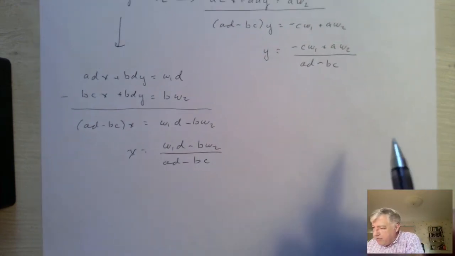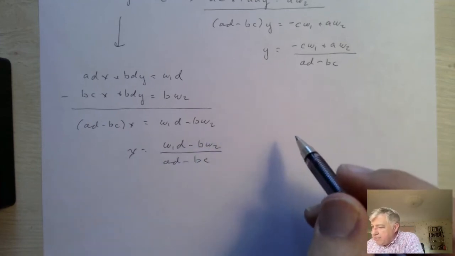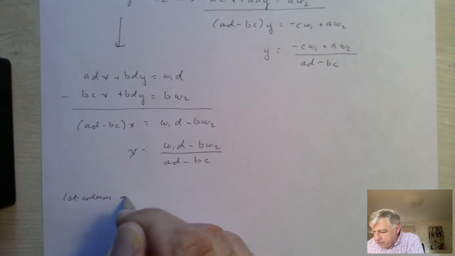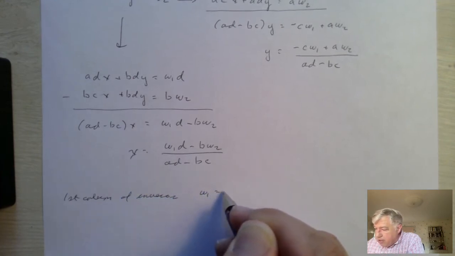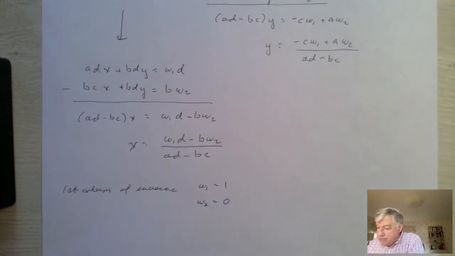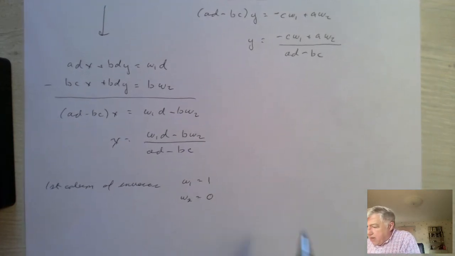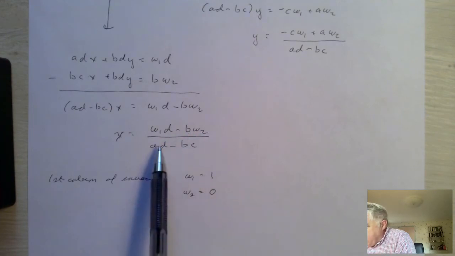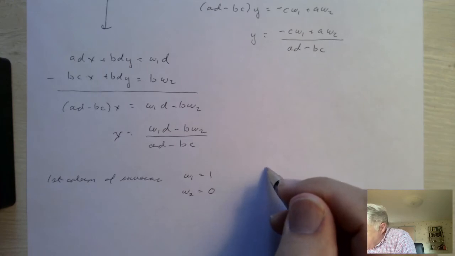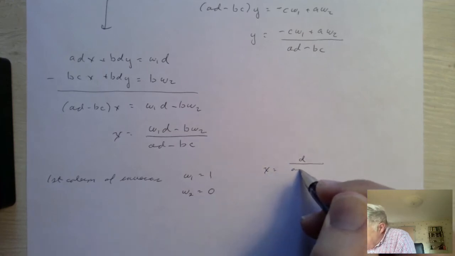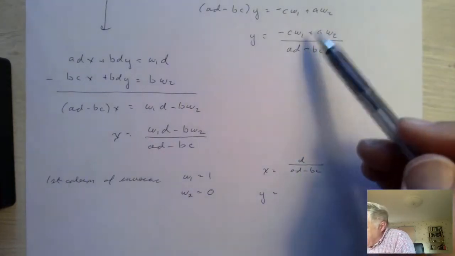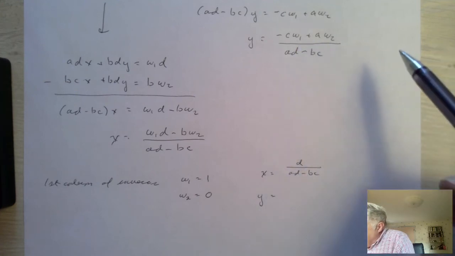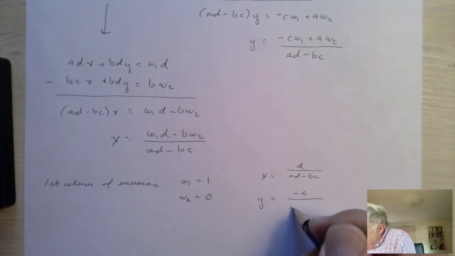And to find the inverse, remember, for the first column of the inverse, we want w1 to be 1 and w2 to be 0. If we do that, then our x is going to be 1 times d minus 0 divided by this expression. And then y is going to be negative c over ad minus bc.